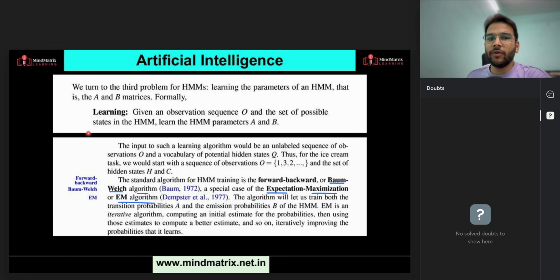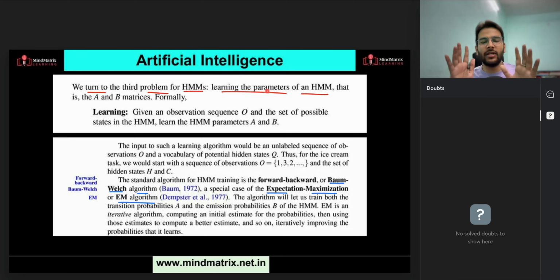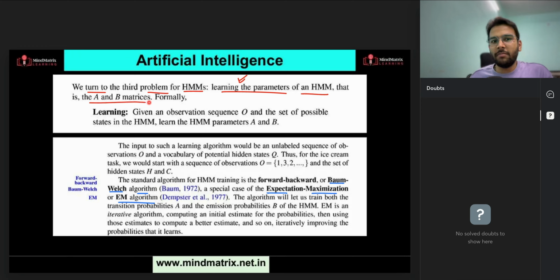Fine. So here, just understand the problem statement. That's it. Nothing else you need to focus on. So we turn to the third problem of HMMs. These are the 3 problems. Learning the parameters. In the first 2, decoding and likelihood, the parameters are always given to you. That means the transition probability matrix and emission probability matrix are always given. But what we don't know, we try to learn. So learn the parameters of HMM, that is the A and B matrices. This is the learning problem.